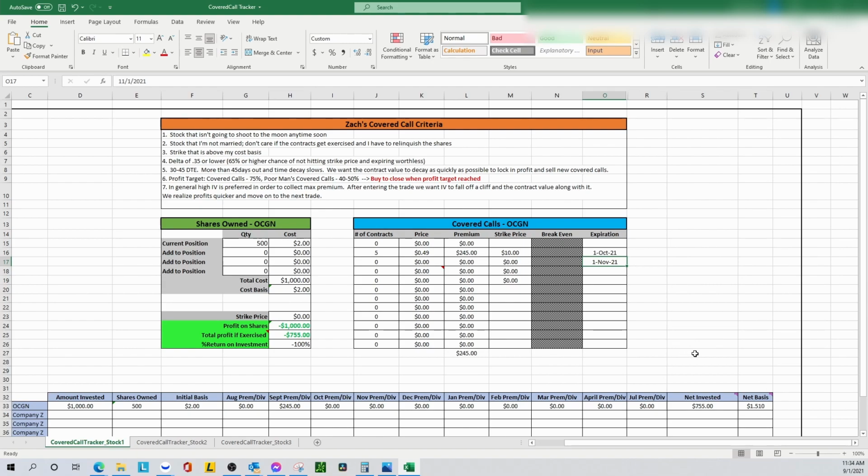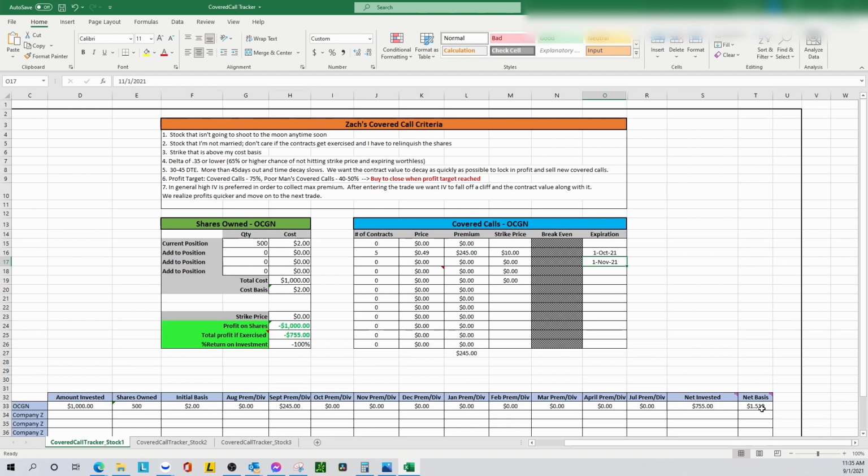So let's say October 1st rolls around and the stock price is below our $10 strike. Then we keep this entire premium and we keep our 500 shares, and we can turn around October 1st and sell 5 more contracts with a November expiration date if we wanted to. And so you can see as you continue to sell covered calls on a month-to-month basis, you can eventually get to the point where your cost basis is 0, which is my case for OCGN.